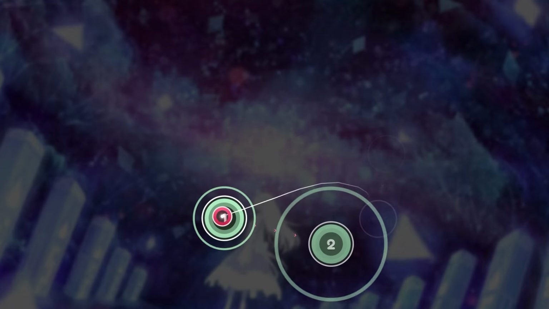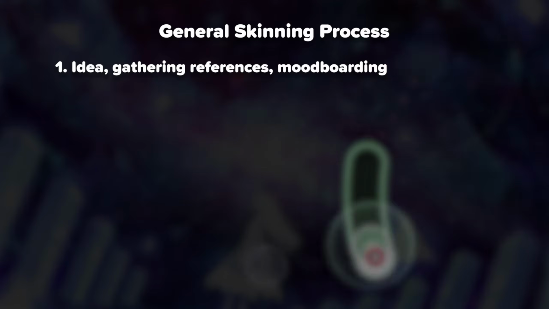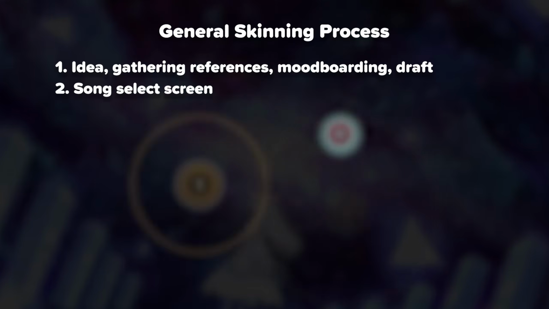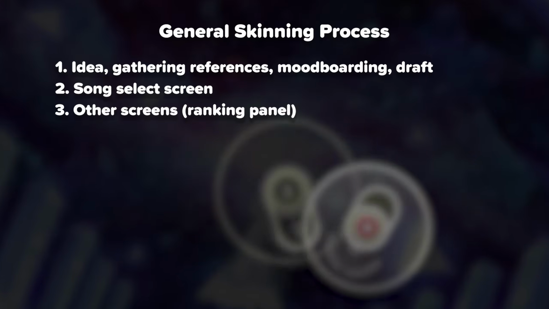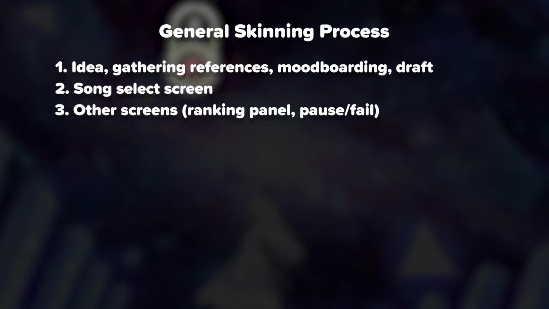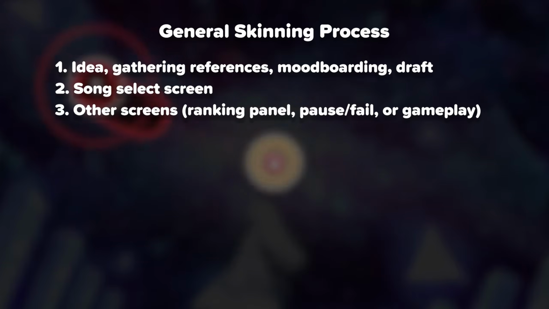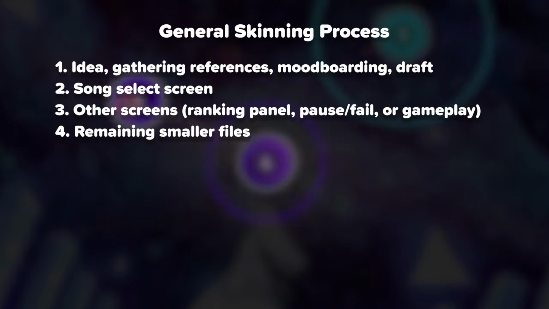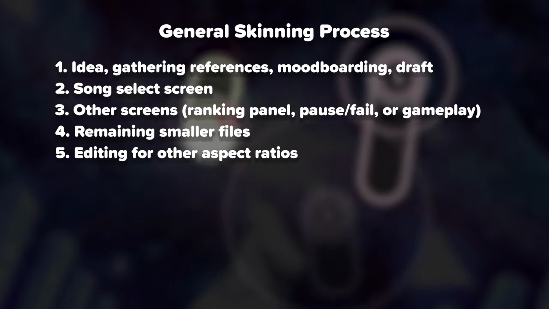The general process of skinning isn't anything crazy and it may vary from person to person. Usually it starts with some idea for the theme, gathering references or mood boarding and maybe some simple drafts that you fancy. Then you make the song selection screen since this is the most visual part of a skin. After which you can either keep working on other screens like the ranking panel, pause and fail screen, or go straight for the gameplay. With the other screens skinned, you can move on to the part which is all about making those small, random files that don't really add up too much, but make a difference when they adhere to the theme of the skin. Lastly, you may choose to make your skin fit multiple aspect ratios, which we will have a tutorial for later.